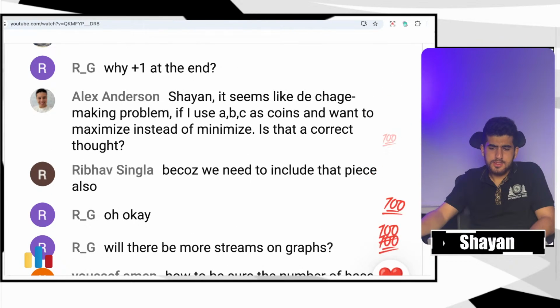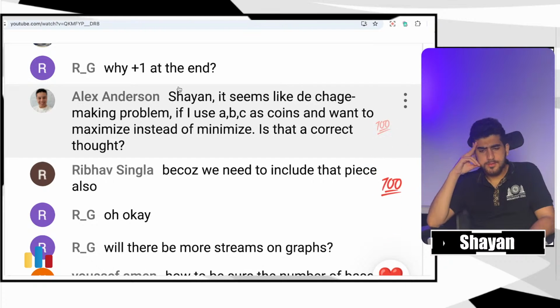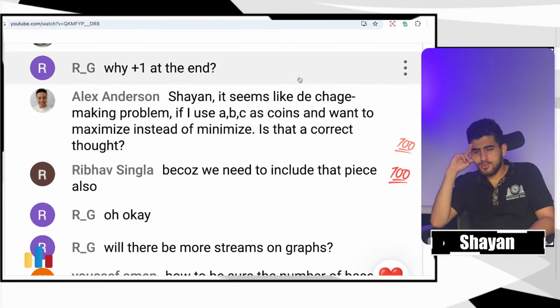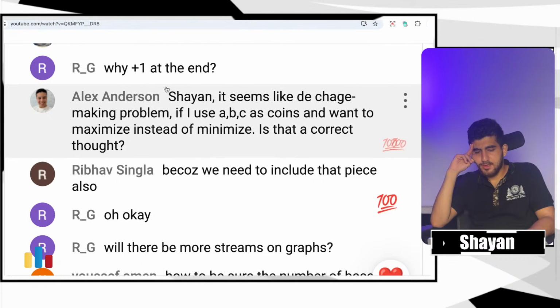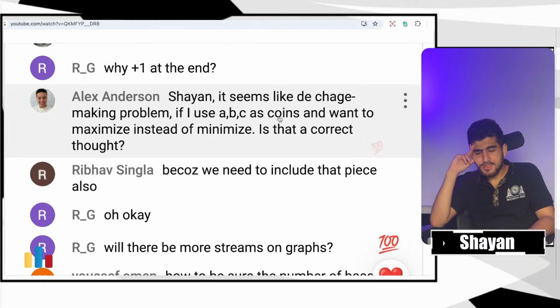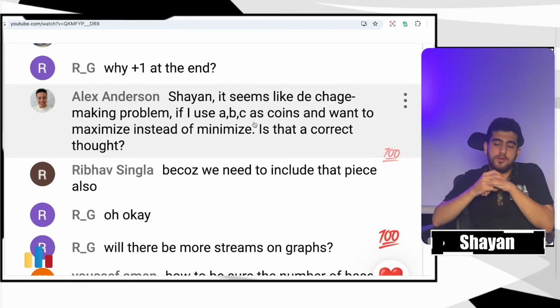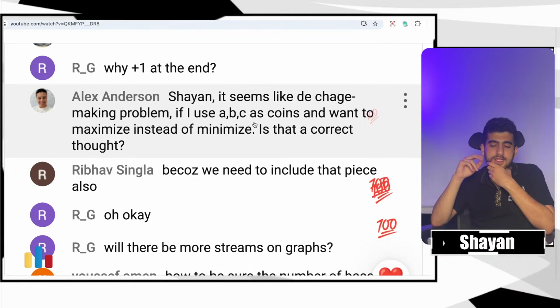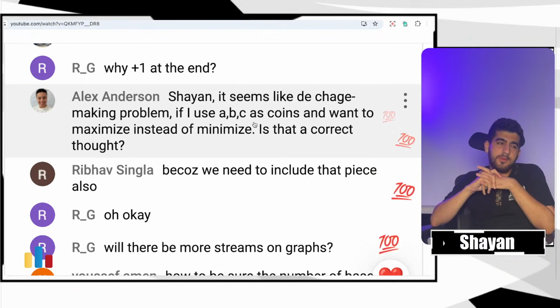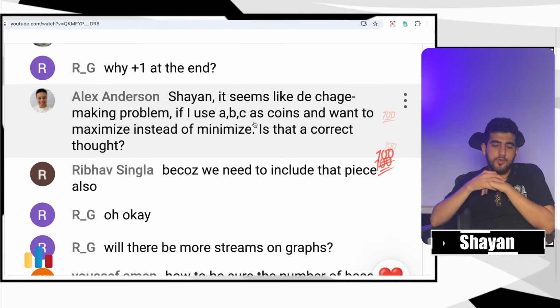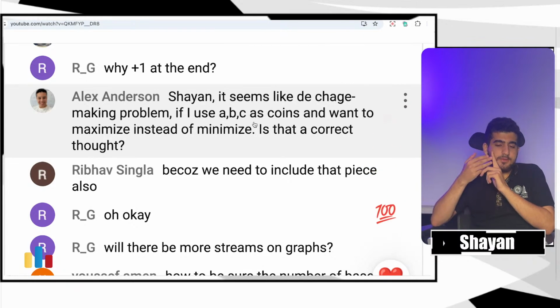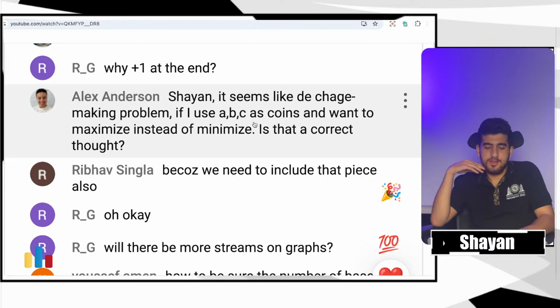It seems like the change making problem. I'm not sure, I haven't seen the change making problem, but if it is like this, we want to maximize instead. Yes. You can also look at it like coins, like we want to create a total value of n and our coins are worth A, B, and C, and we want to maximize the number of coins we have. Yes, exactly. That's going to be the same.